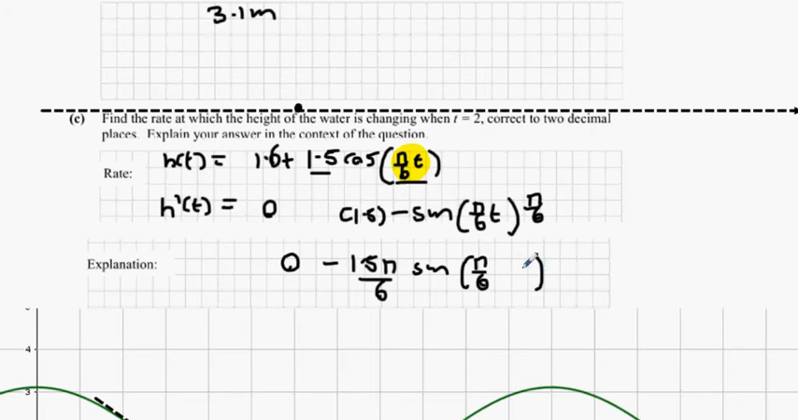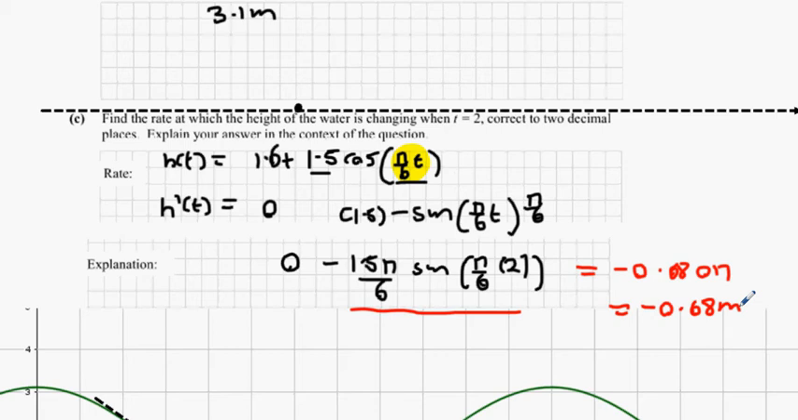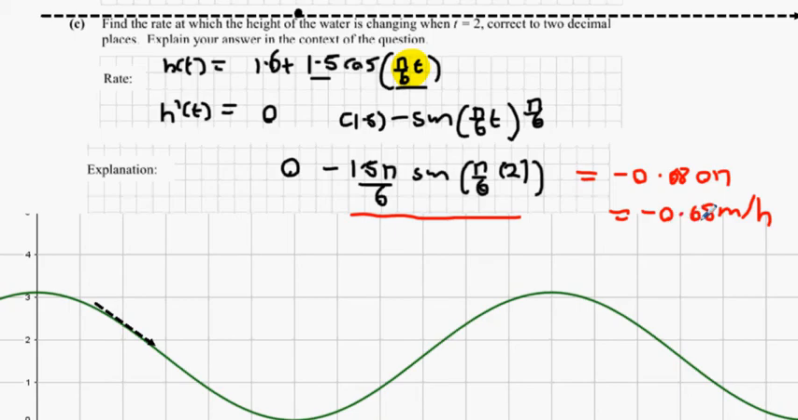So you take that out and you put in t equals 2. Use your calculator, make sure it's in radian mode, and put all of this into your calculator. When you put all that in, what you should get is minus 0.68017. And what this means, as predicted, it was a negative answer, is that your tide is currently reducing by minus 0.68 meters per hour.